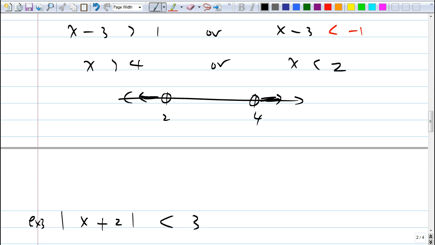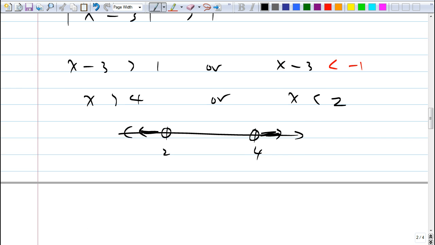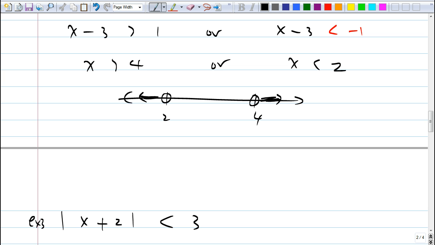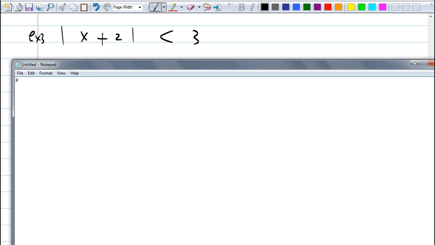Example 3. Now this time it's x plus 2. Absolute value of x plus 2 less than 3. Go ahead, everybody try the same exact one except instead of minus 3 it's plus 2, and it's less than. The other one is greater than. Okay, it's very similar. Go ahead, everybody try. I'll wait.